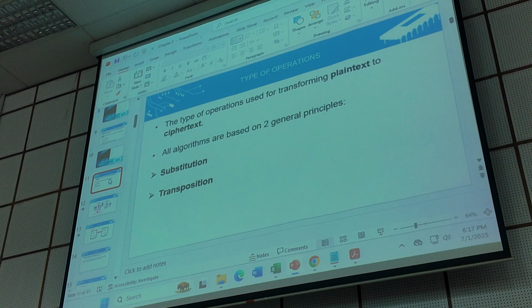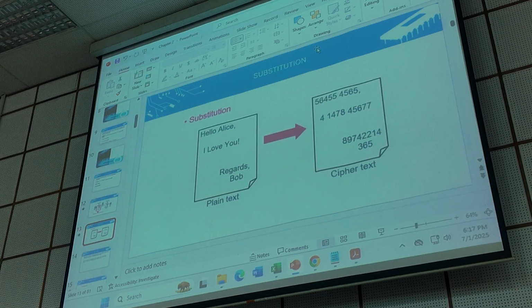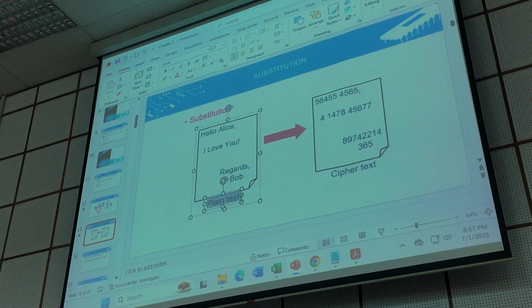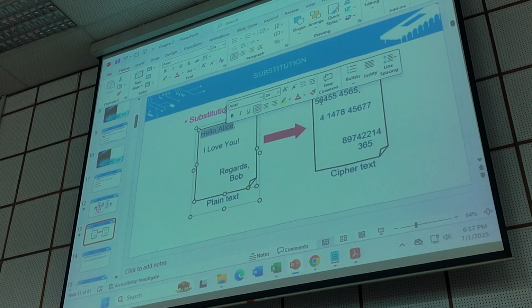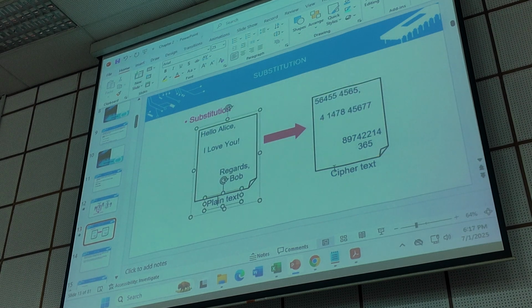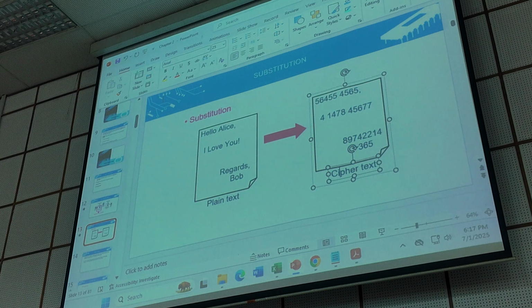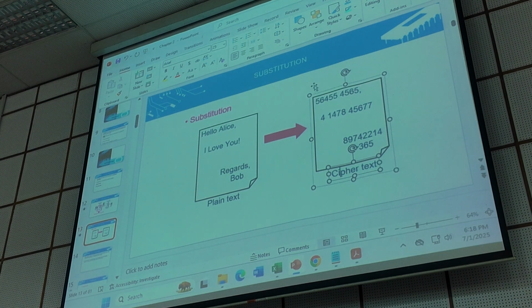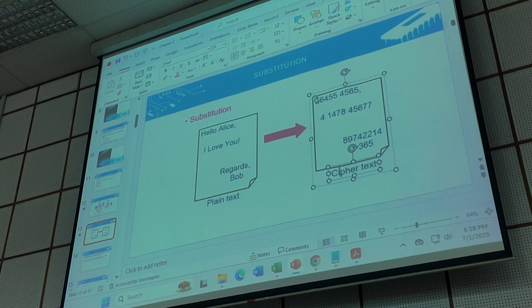Okay, to convert from the plain text to ciphertext, there are 2 algorithms here. One is known as substitution, another one is transposition. What is substitution? You can see from here, this is the plain text. Substitute the words with other characters. This is the plain text, this is the ciphertext. Substitution is the technique used to convert from the plain text to ciphertext. The technique is to convert the word to other characters. For example, H is replaced with 5 here. So when you send the data through the internet, the hacker reads the data but does not understand.